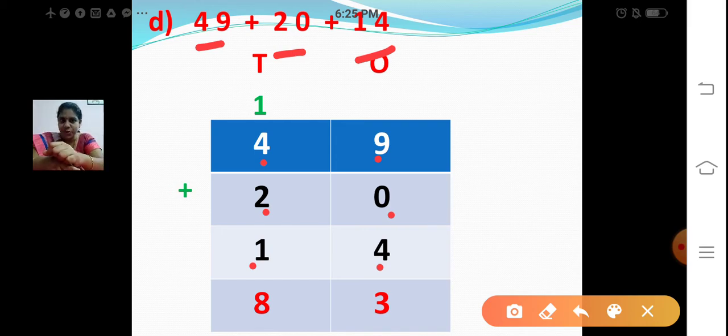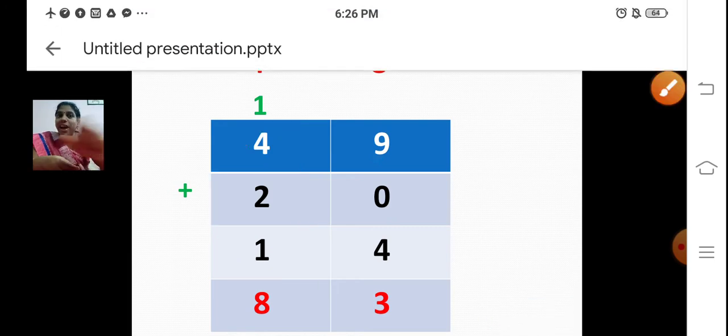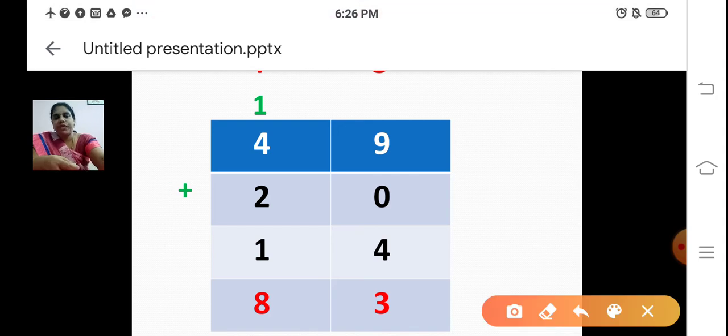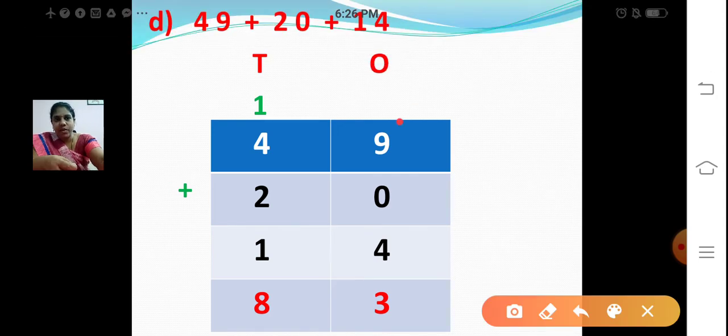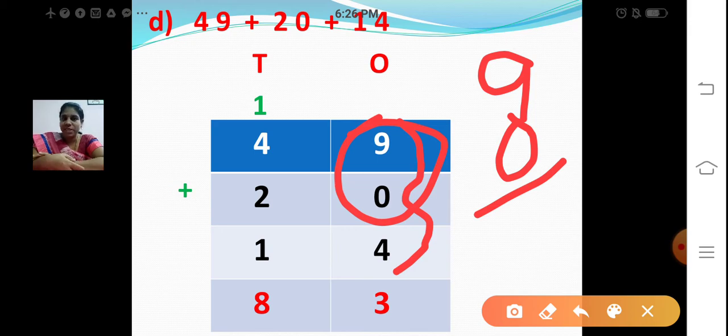First what we have to do? Will you add this first? Yes? No, right? What we have to do? We have to add the ones place, right? Let's add the ones place now. So 3 numbers are there to add, right? First take the first 2 numbers. 9 ones plus 0 ones. 9 plus 0. The answer will be the same. When you add 0 to any number, the answer will be same.